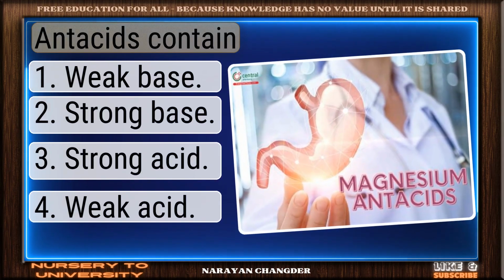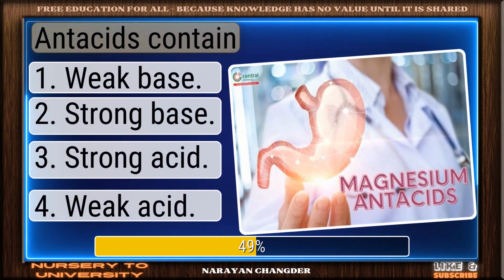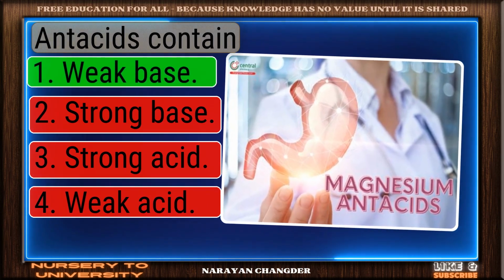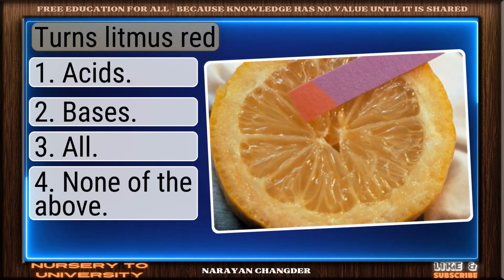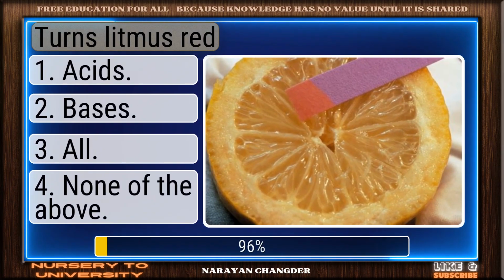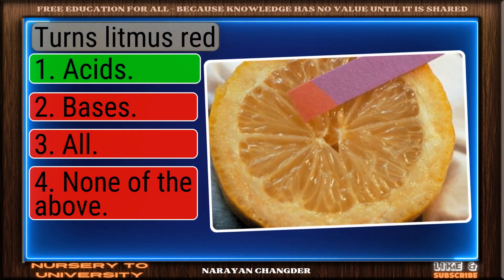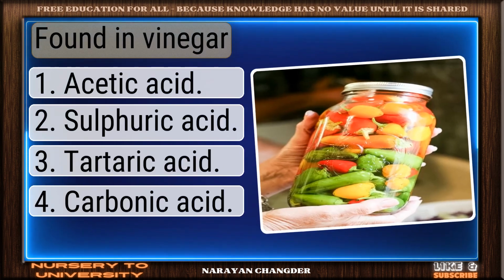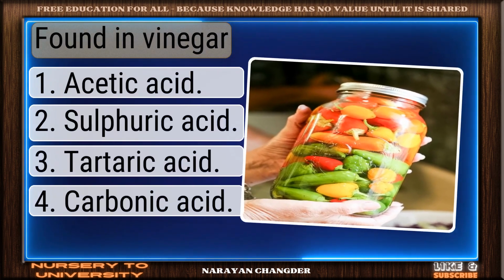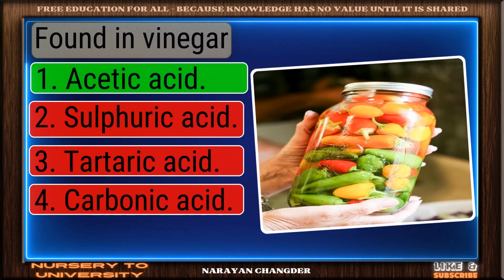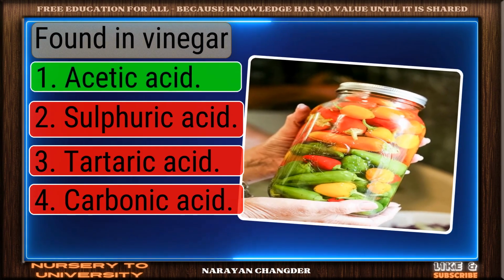Question number 272. Aniseeds contain. Strong choice. Weak base is the right answer. Question number 273. Turns litmus red. Nice work. You chose acids and it is correct. Question number 274. Found in vinegar. Great job. Acetic acid is the accurate answer.